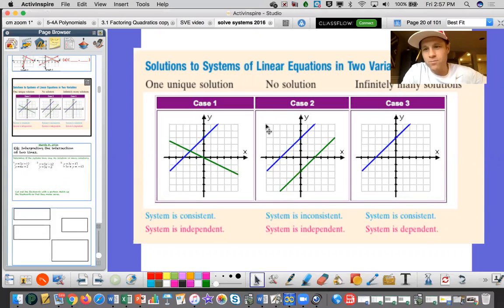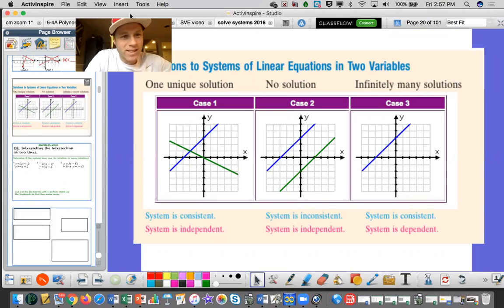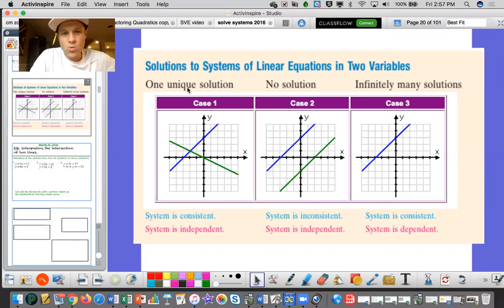And our first thing to look at here is the types of answers that you could get to a system of equations. I'd say the majority of the time you're looking at just a single point, an ordered pair. This blue and green line intersect at the exact location, -2, 1. It's on both lines at the same time. That is the solution.